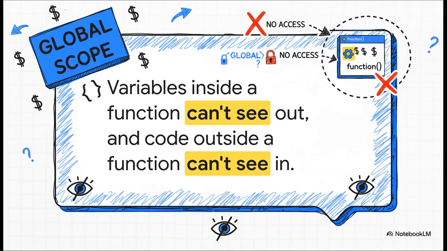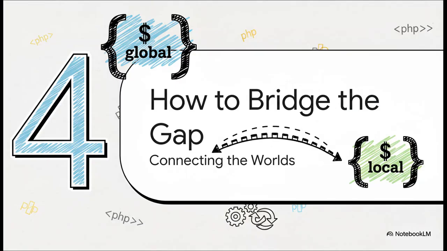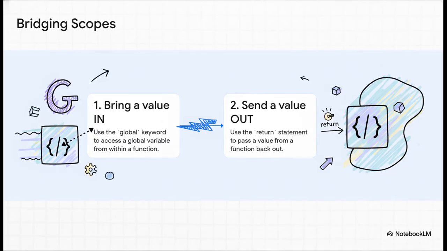It keeps things tidy. Okay, so if there's a wall between these two worlds, how do we get them to talk to each other? How do we pass notes over the wall? Well, luckily, PHP gives us a couple of special tools to do just that. You've got two main moves. To bring a variable into your function from the outside, you use the global keyword. And to safely send a value out of your function, you use a return statement. Let's see them in action.